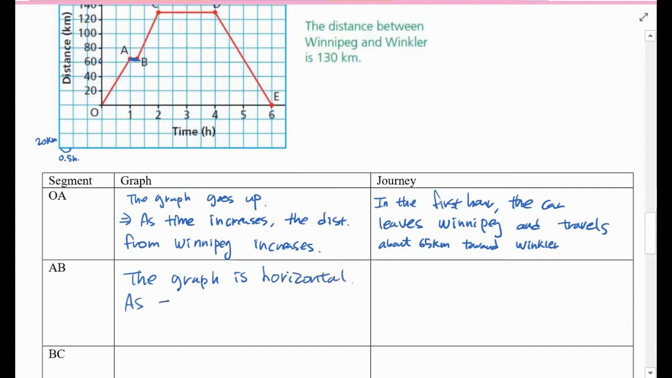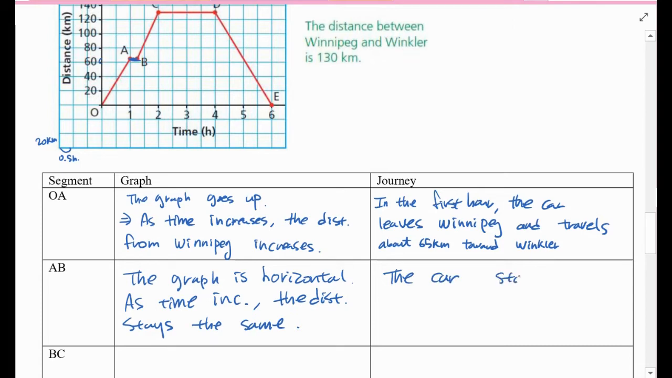Then as time increases, the distance stays the same. That means the car is moving forward or stopping or moving backward. The car is stopping.